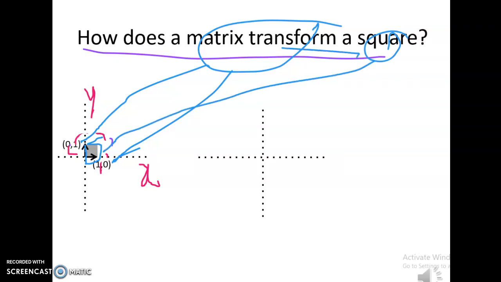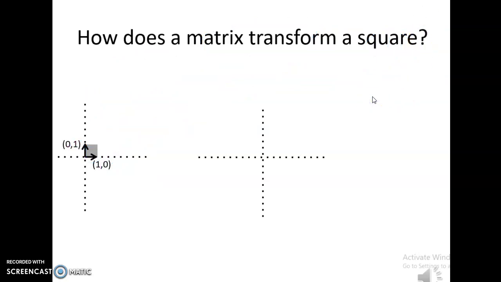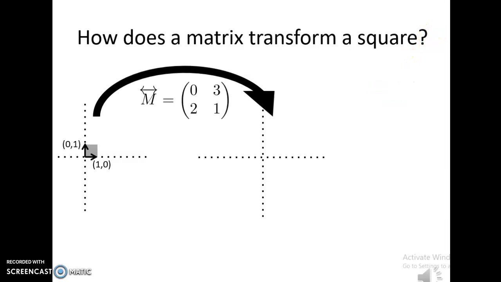Okay. How does a matrix transform a square? 0, 3, 2, 1. 0, 2. This is x1, this is x2.